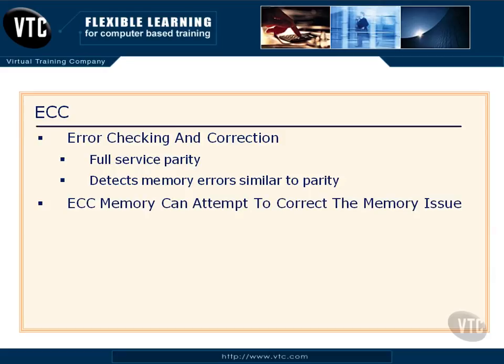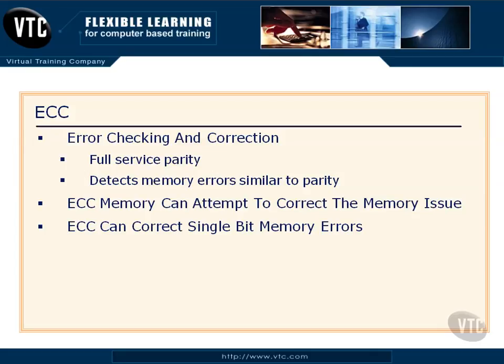However, ECC memory can attempt to correct the memory issue, because since we're only storing zeros and ones, if it used to be a 1 that's now a 0, guess what? Let's just change it back to a 1 and we should be okay, or vice versa. All right? Well, keep in mind ECC goes one step farther than parity. It can correct the memory errors. However, it can only correct a single bit memory error.